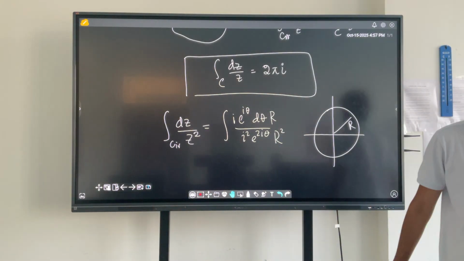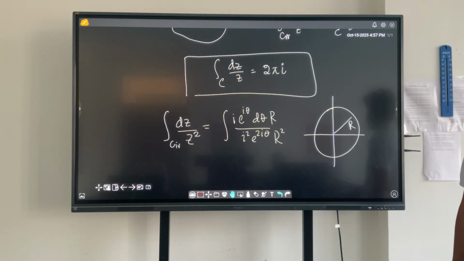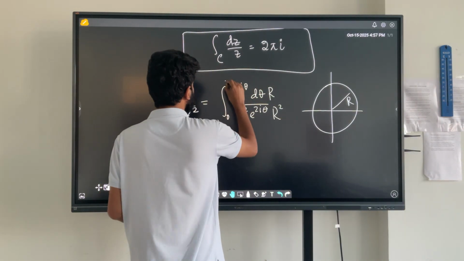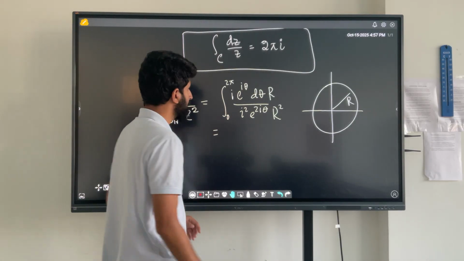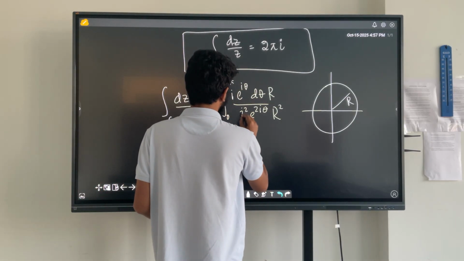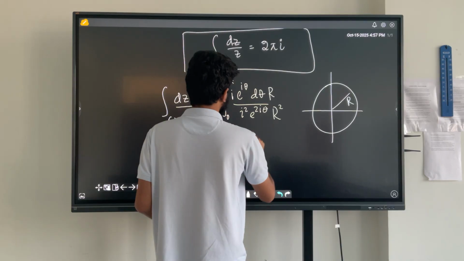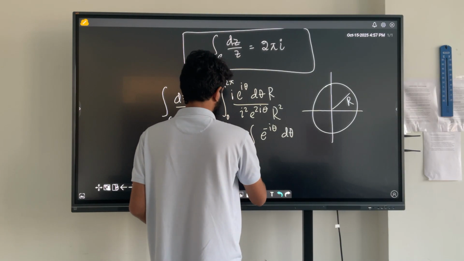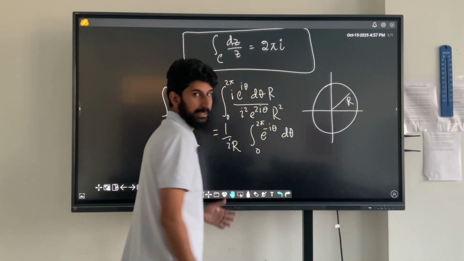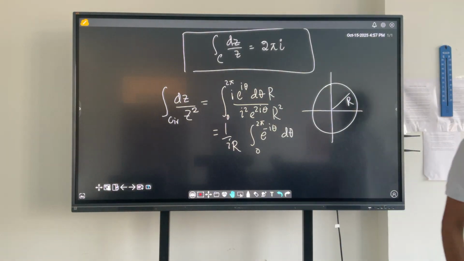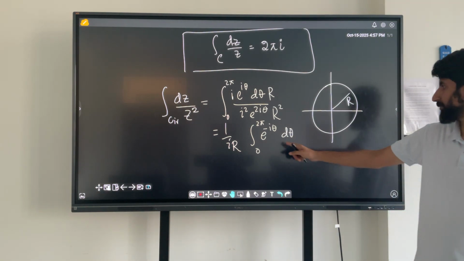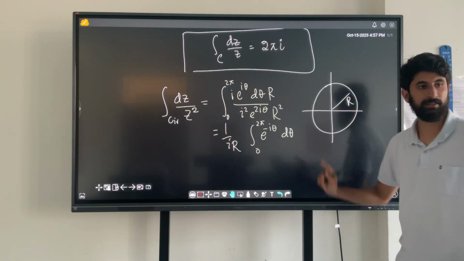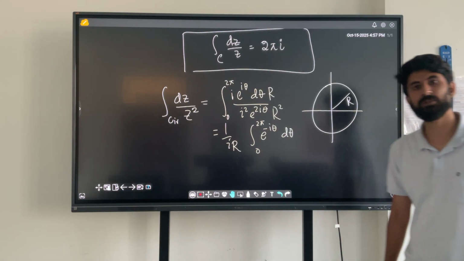And theta goes from 0 to 2 pi. What do I get? I get e to the power minus i theta d theta from 0 to 2 pi, with the 1 by r factor outside. Is this okay? What is this integral, the integral from 0 to 2 pi of e to the power minus i theta d theta? What is it equal to?